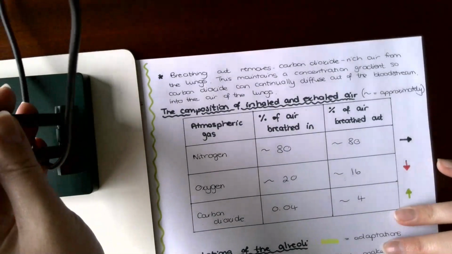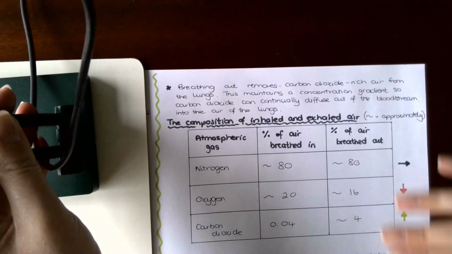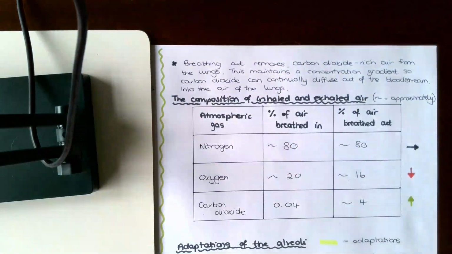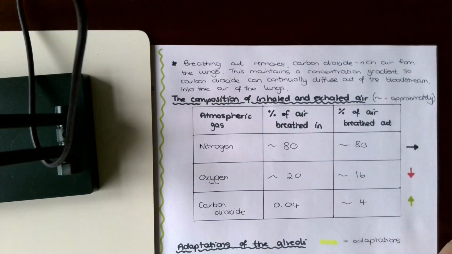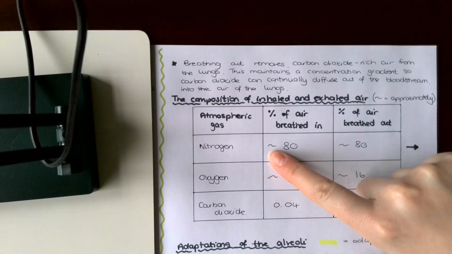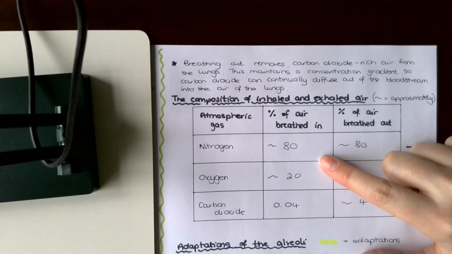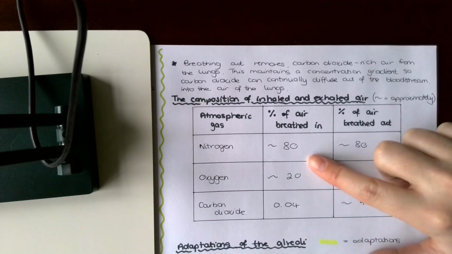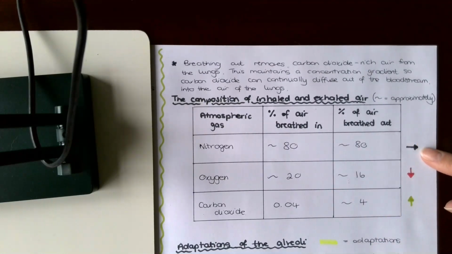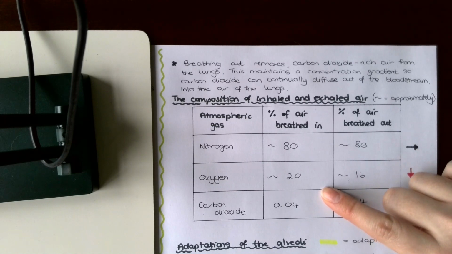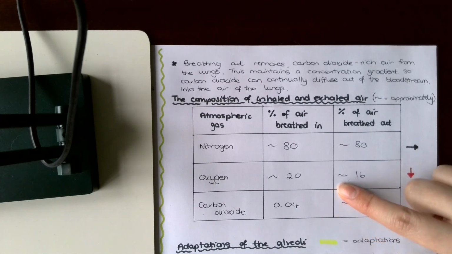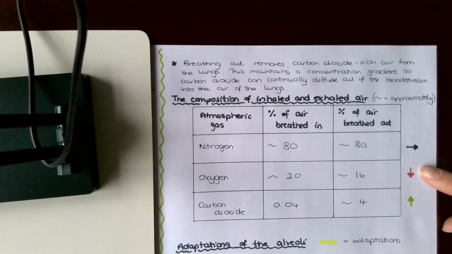So what I've got here is a little table, and it shows the composition, so what the air is made of that we breathe in and breathe out. This squiggly line means approximately. So approximately 80% of air is made up of nitrogen, and that stays the same. Oxygen, we breathe in approximately 20%, but we breathe out 16%, so there's less oxygen we breathe out, therefore we use up some of that oxygen in our respiration.